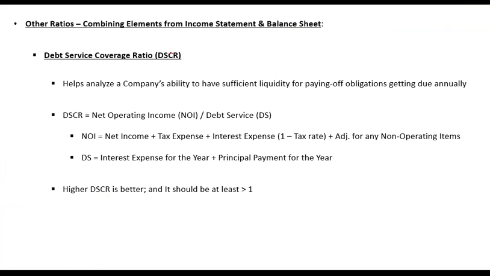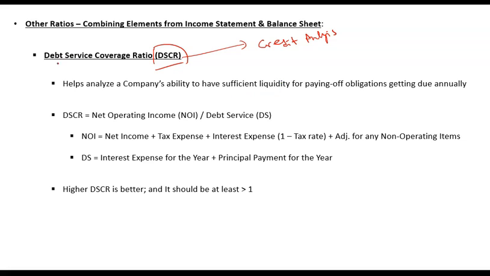So starting with the first one, that is debt service coverage ratio. This is one of the most important ratios in credit analysis, or one of the most important ratios when you are giving a loan to someone or to a company, from the lender's perspective. What does it analyze? This ratio helps you analyze whether the company is in a strong position to pay off its loan obligations or not.